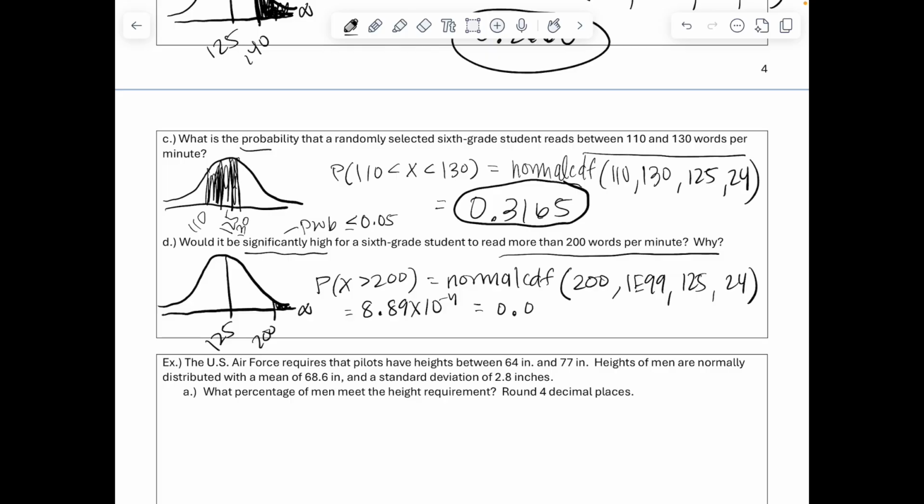So we get 0.000889. And rounding to 4 decimal places, that 8, we look at the 8 to the right, and this is going to round it to 0.0009.